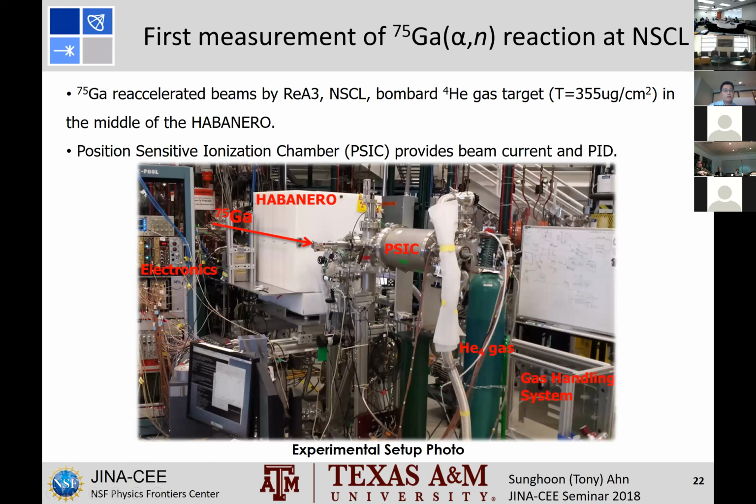And this is a photo of the actual setup, to show how complicated it is in reality. You have so many things here.